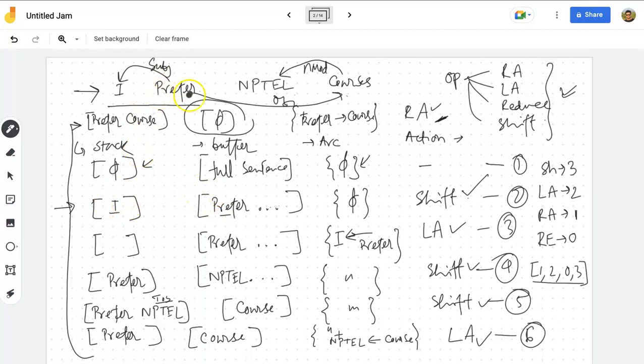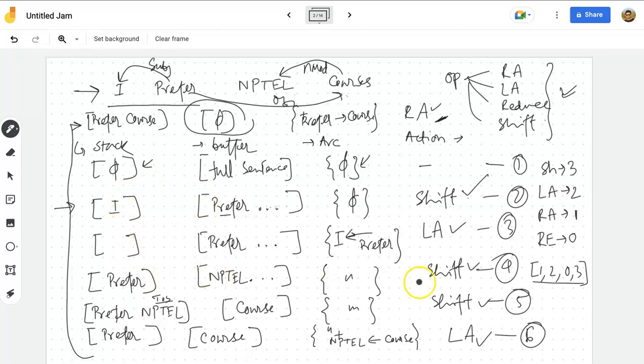So if you see your dependency structure, you can see there is a relation between I and prefer. And what kind of relation is that? It is from buffer to stack, because it is preferred to I. So it is a buffer to stack, it's a left arc relation.